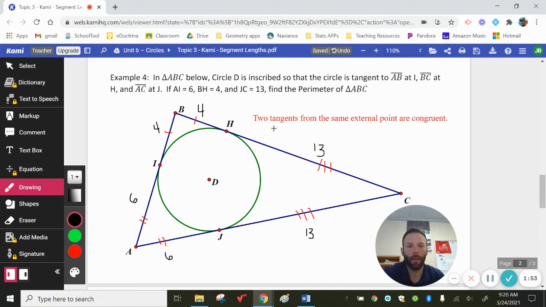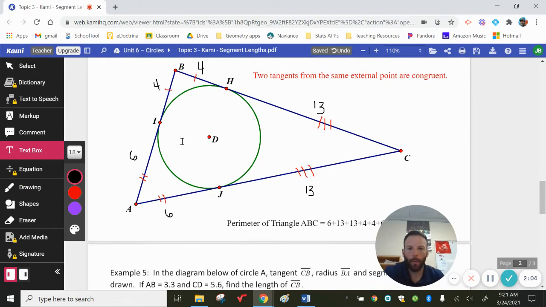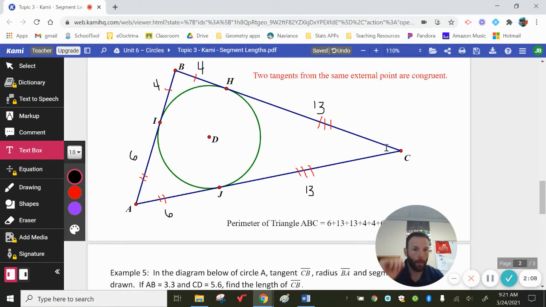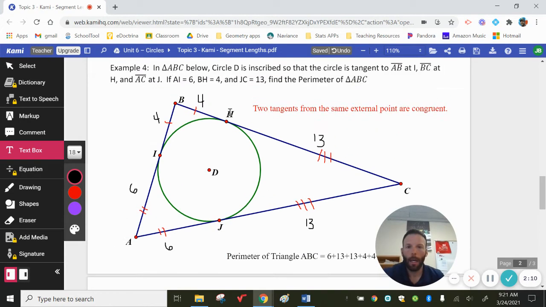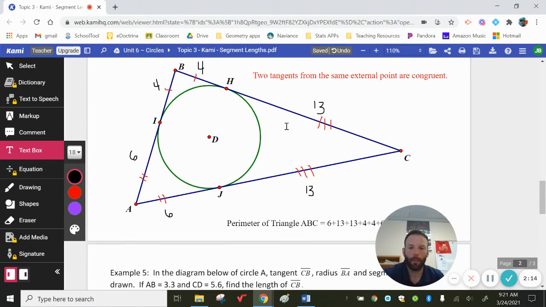Now it'll be very easy to determine the perimeter of the triangle. I just have to add all of these numbers together to find what the perimeter must be. So the perimeter of the triangle would be when we add up all of these parts together. That means the perimeter is 36. So that's it: 2 tangents from the same point always have to be congruent.